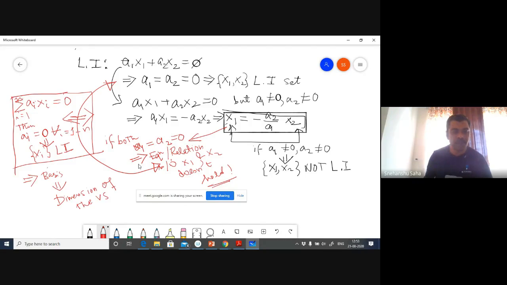Okay, example, guys, R2. What is the dimension of R2? R2 is a two-dimensional vector space, right? So what is the dimension of R2?